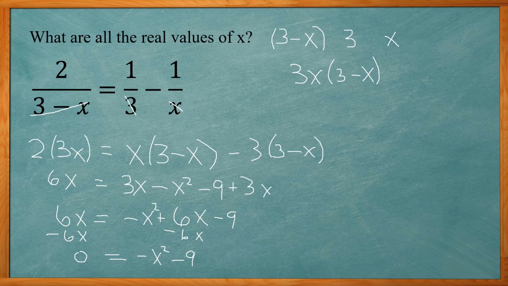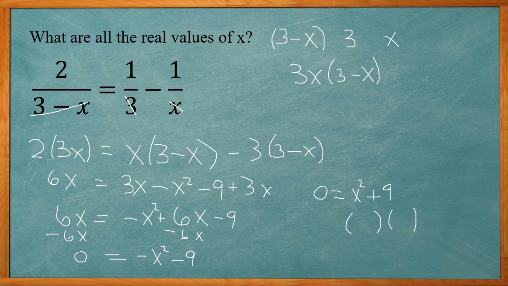And typically I like to have a positive x squared term, so I'm going to multiply everything by negative 1. That's going to give me 0 equals x squared plus 9. Now if I look at this, there's no way I can factor it. This is not a difference of two squares, so there's no way we can have no x term.